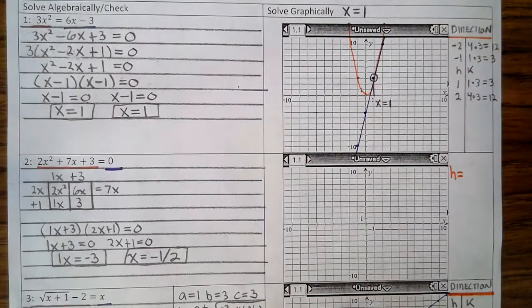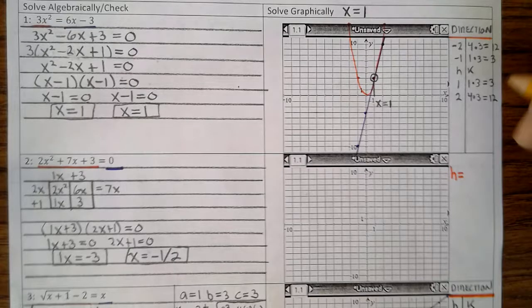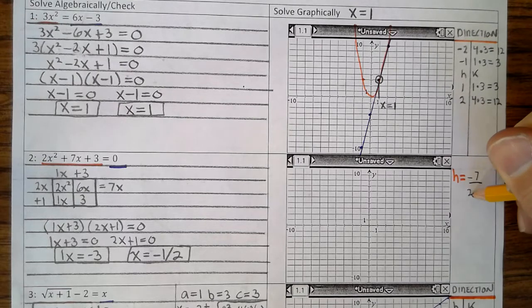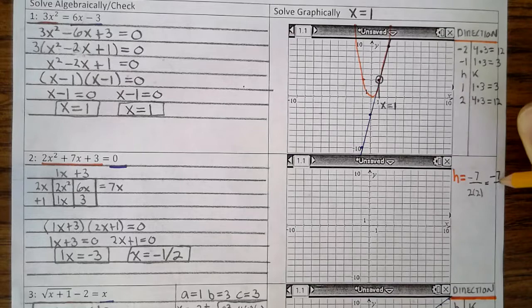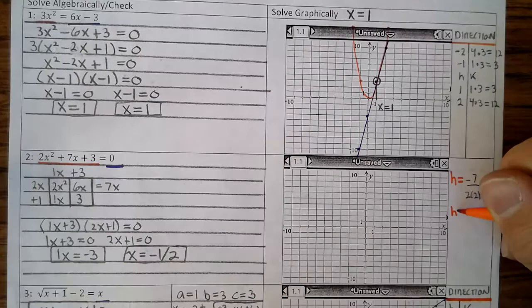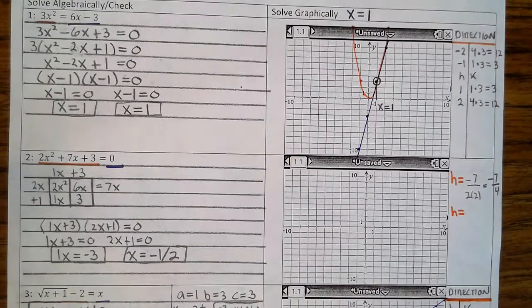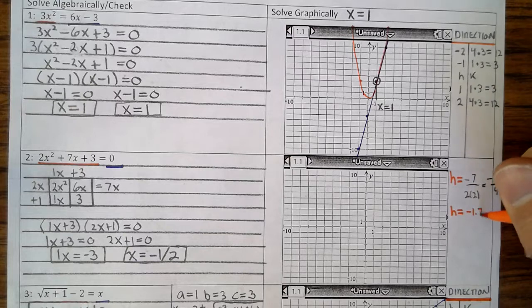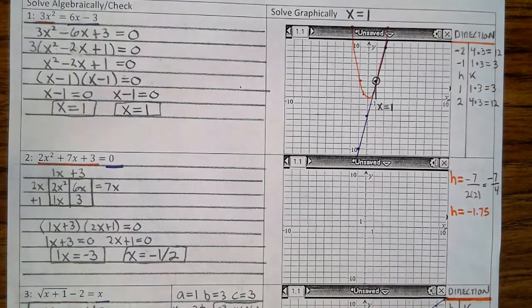But we know that h equals negative b, which is negative 7, divided by 2 times a, which is 2 times 2, which is negative 7/4. So h equals negative 1.75. And then to find k, we substitute that value into the equation.